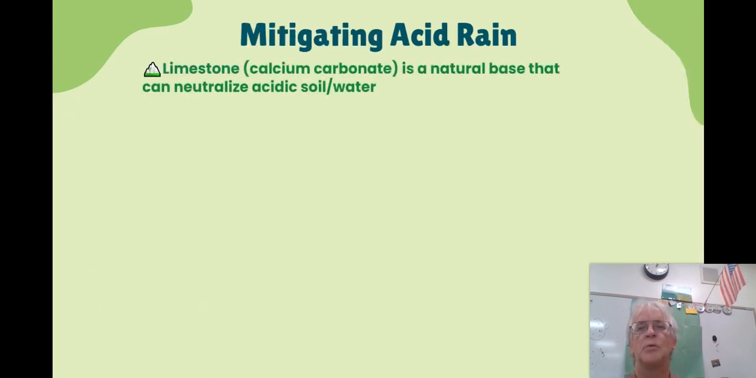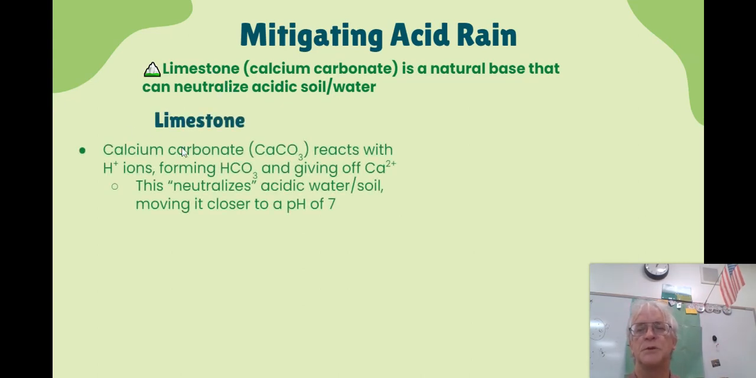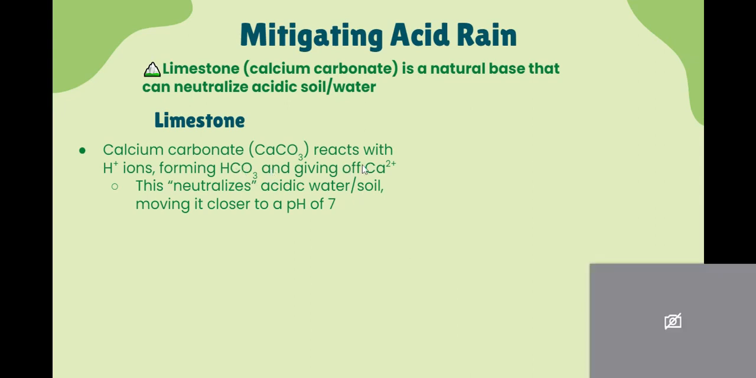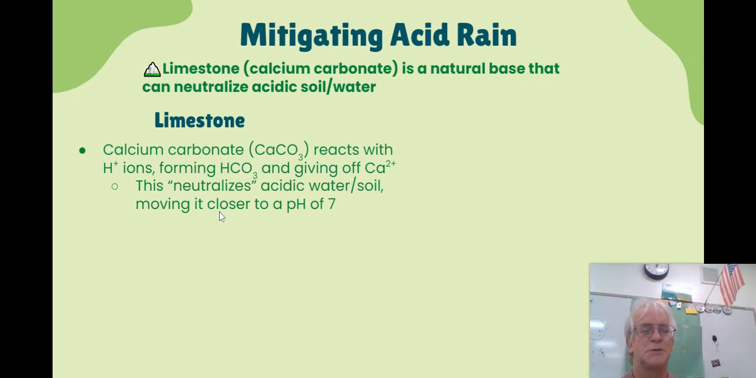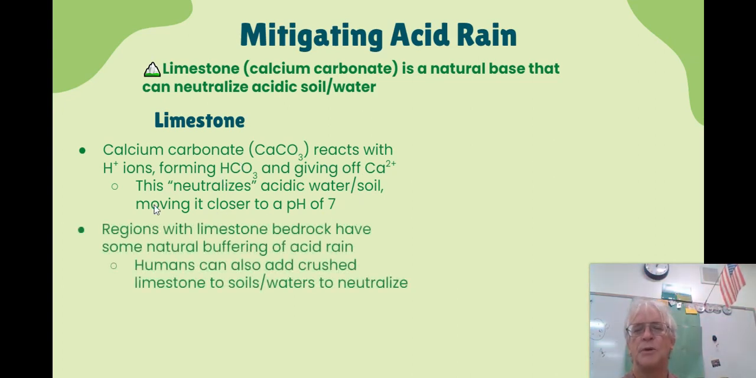How do we stop it? We can use limestone, or calcium carbonate. We crush it up, and this will neutralize the acidic soil or water. Limestone, which is calcium carbonate, reacts with the hydrogen ions, forming carbonic acid, which gives off the calcium. This neutralizes the acidic water and soil, moving it closer to 7.0. Regions with limestone bedrock have natural buffering ability against acid rain.